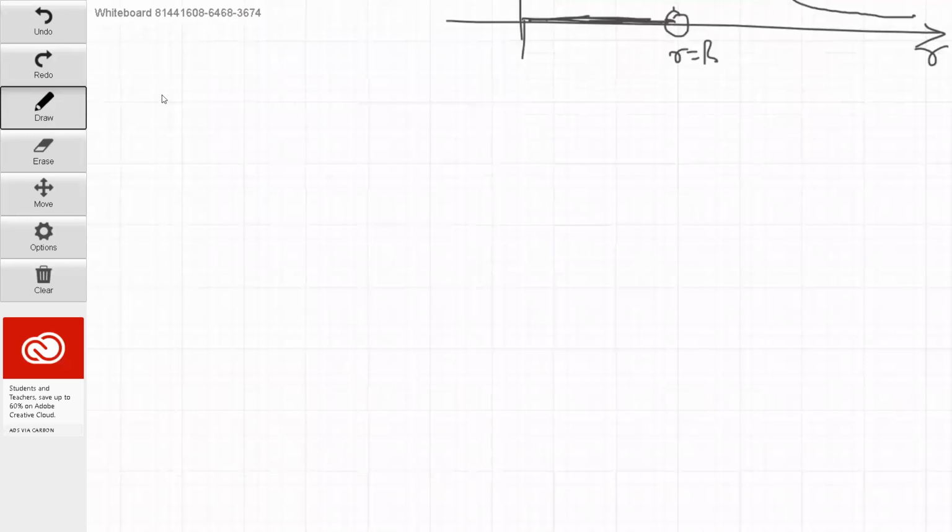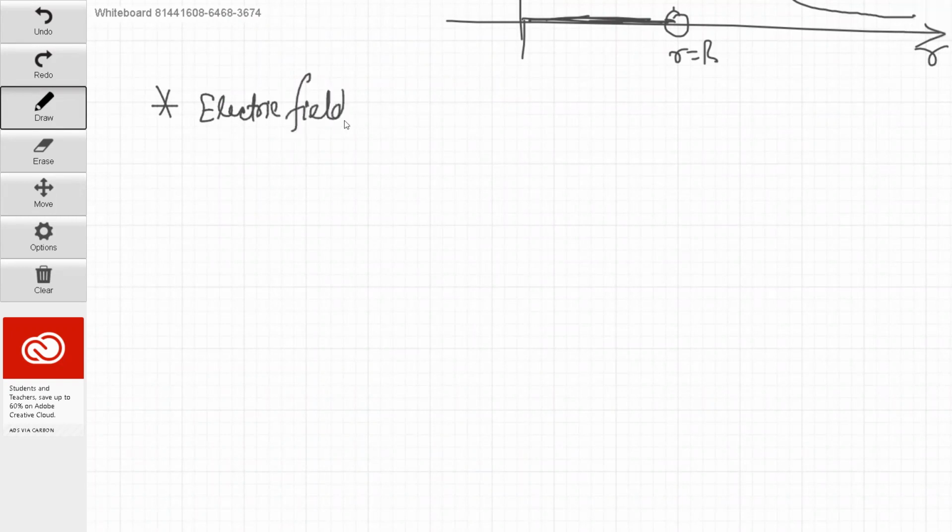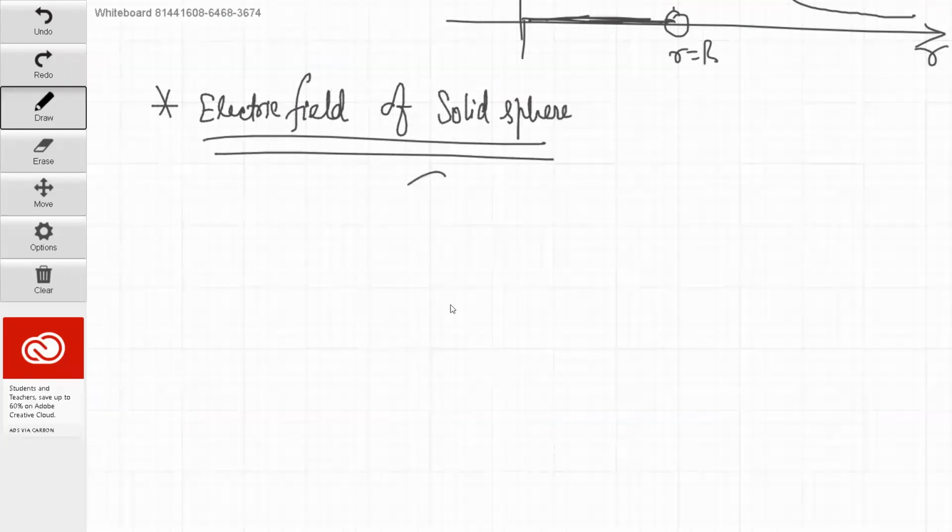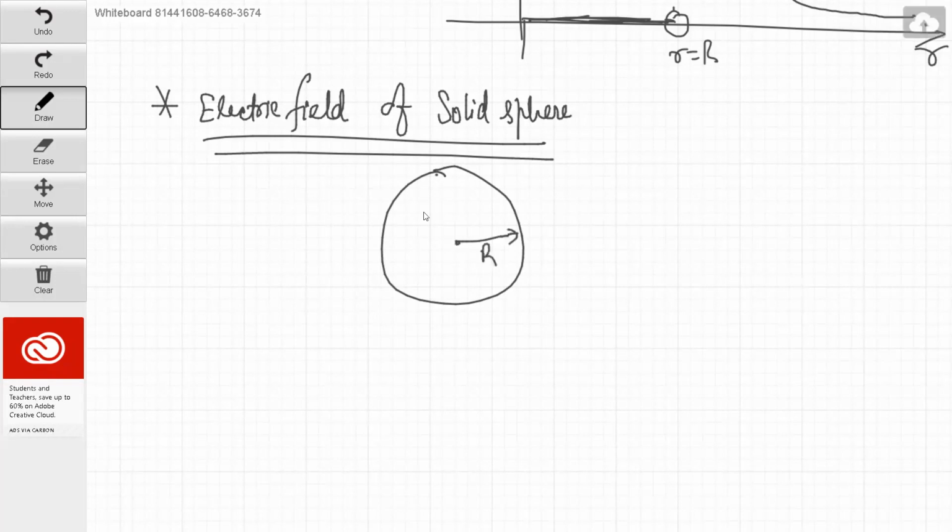Now, the electric field of a solid sphere. Suppose this is a solid sphere, its radius is capital R, and its total charge is Q.